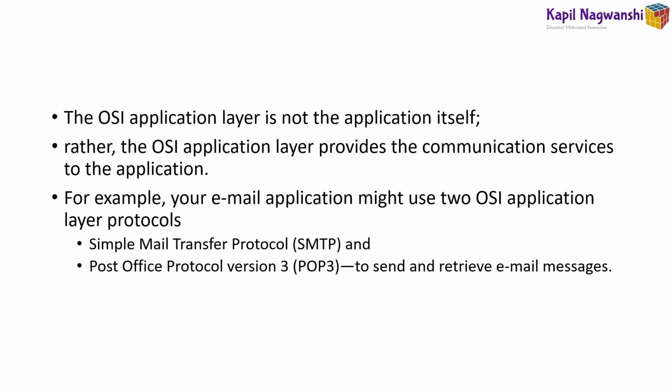Now to summarize, the OSI application layer is not the application itself; rather, the OSI application layer provides communication services to the application. For example, if you want to send email, you use two OSI application layer protocols: you need to use Simple Mail Transfer Protocol to send the mail, and Post Office Protocol version 3 to receive the mail. With this, we finish our OSI layer, and thank you.